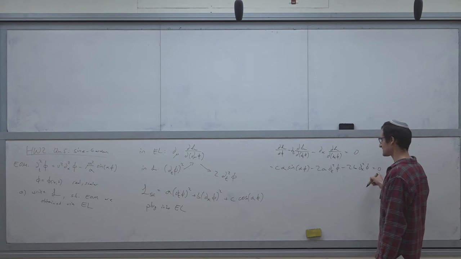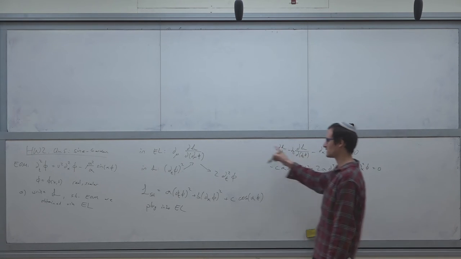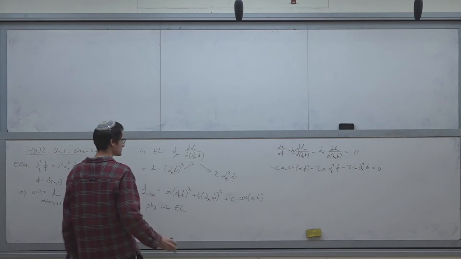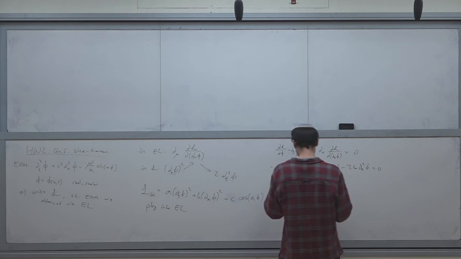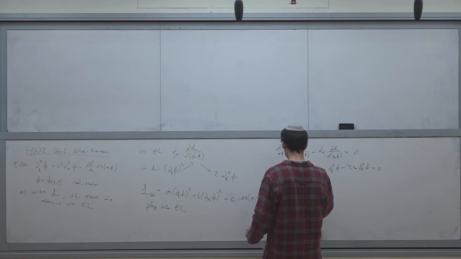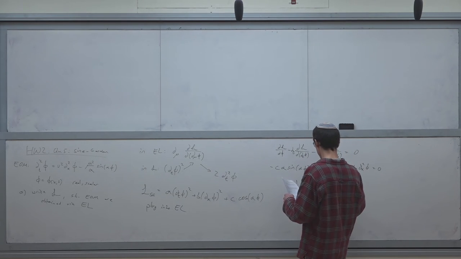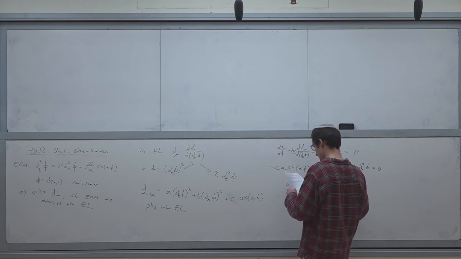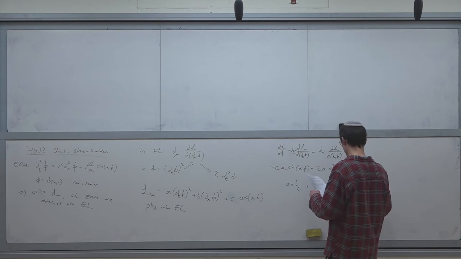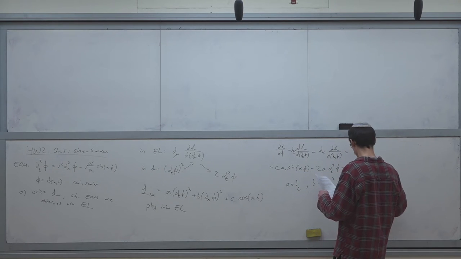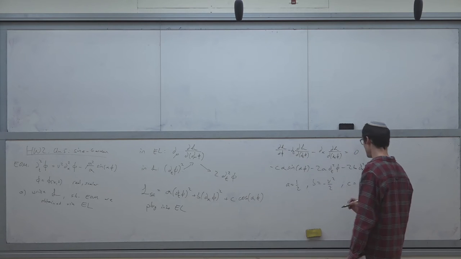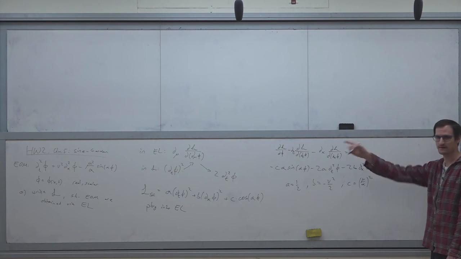And if I want this now to be equal to the equation of motion with all the constants and everything, I have to choose A equal to 1/2, B equal to minus v squared over 2, and C equal to mu squared over alpha squared. Just by comparison.